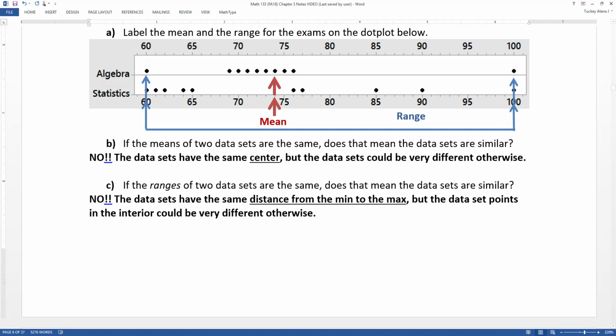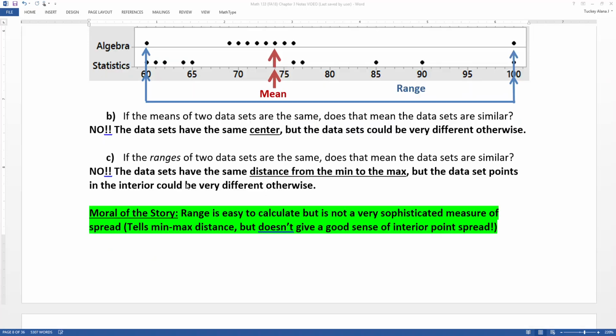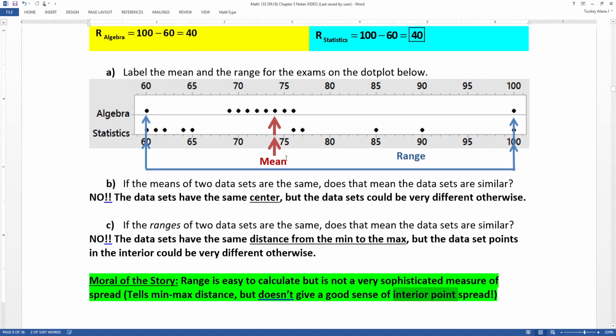That's it. In other words, we've learned a very important lesson, which is that the range is easy to find, but it's not a very good measure of spread. It's okay, but it has a lot of problems. So that's the moral of the story. The range is easy to calculate, but it's not a very sophisticated measure of spread. It tells the min to max distance, right? But it doesn't give you a good sense of the interior point spread, and honestly, that's more important. What's going on inside of that data set with all of those points in between the min and the max? That's way more interesting to us.